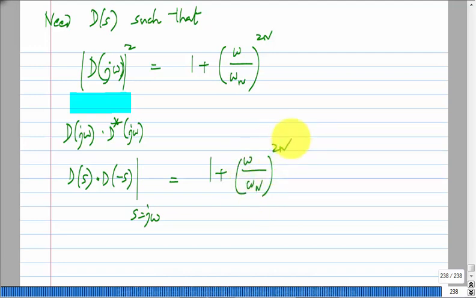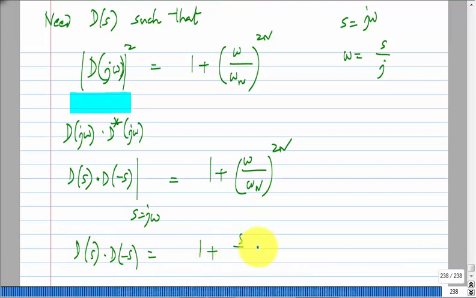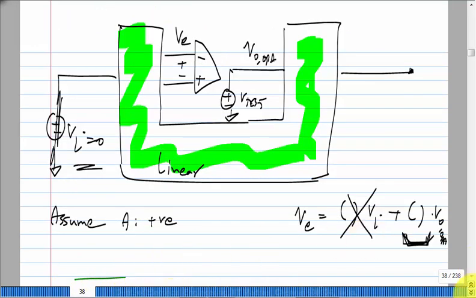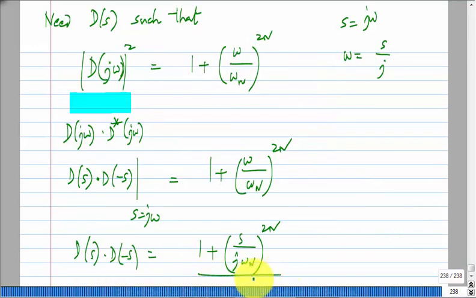Okay. So normally we go from d of s and then substitute s equals j omega. I will go the other way. Omega should be what? S by j, right? That's all. So now I'll say that d of s times d of minus s is, okay. Is this fine?